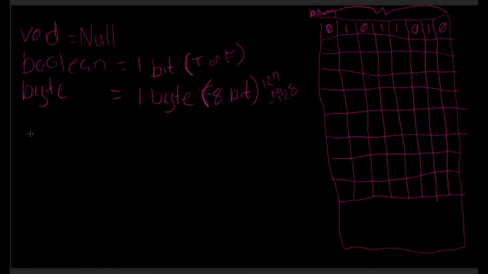Okay, our next one is a short, S-H-O-R-T. And this uses up, and so far, well, basically all your primitives, maybe null's not considered, or void is considered, I'm not sure. Void's kind of on its own, because it's the absence of anything. You don't need memory for a null, necessarily. So a short, then, is actually 16 bits, or 2 bytes.